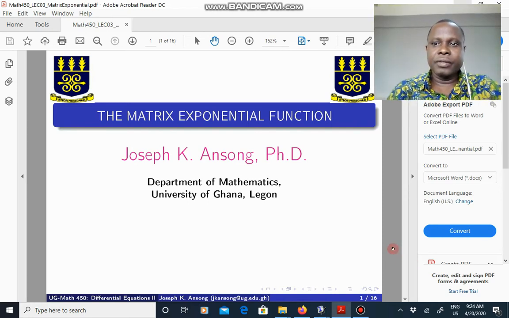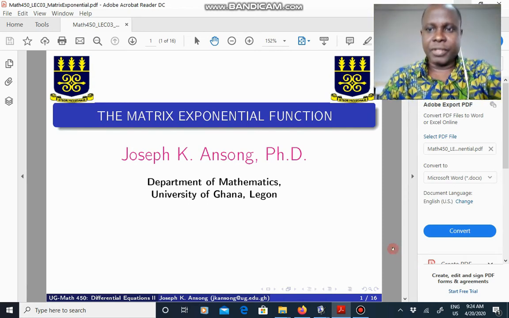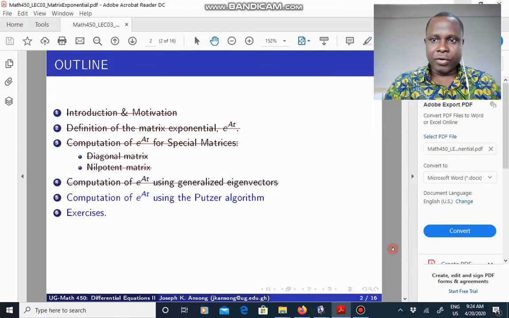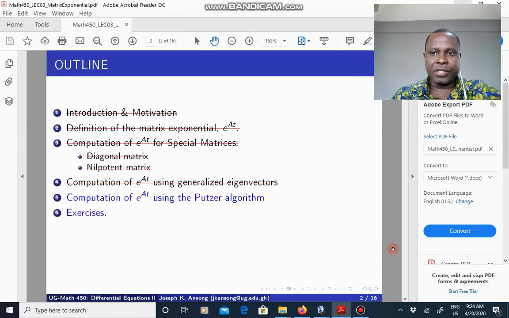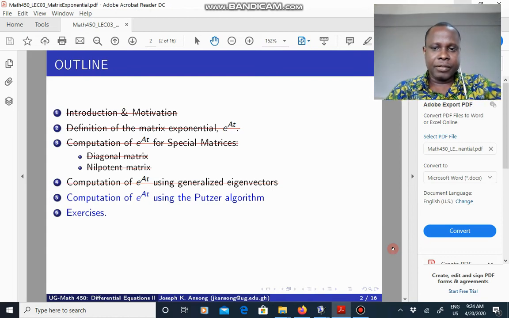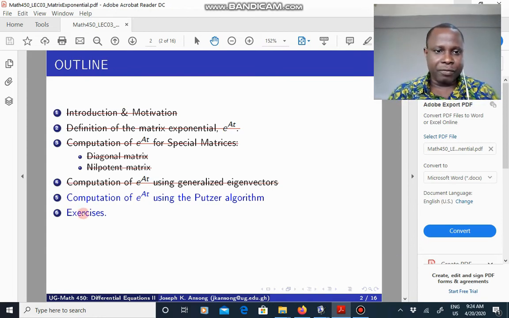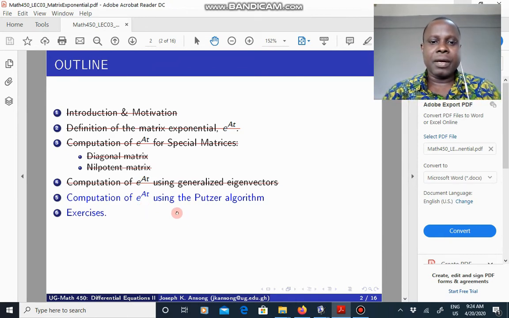Hello everyone, you are welcome to this lecture. We are continuing with the matrix exponential. In this lecture we want to finish off with how you compute the matrix exponential using the Putzer algorithm. I'm going to state the theorem and I'll do two examples to illustrate how you apply it.